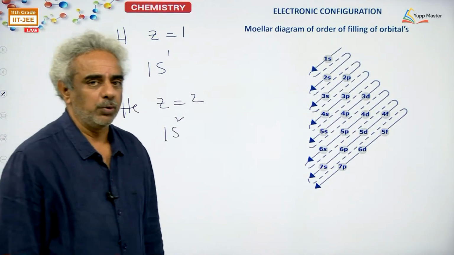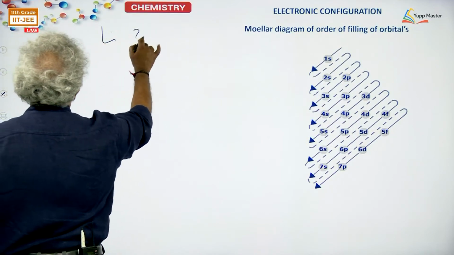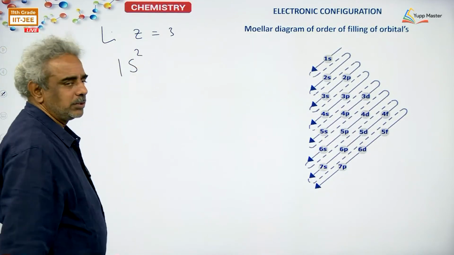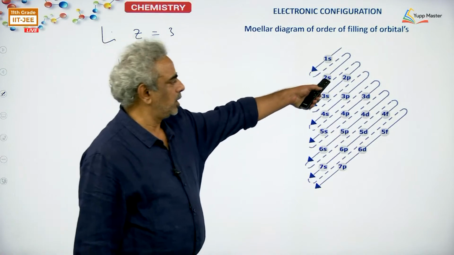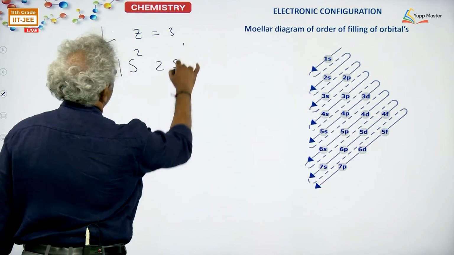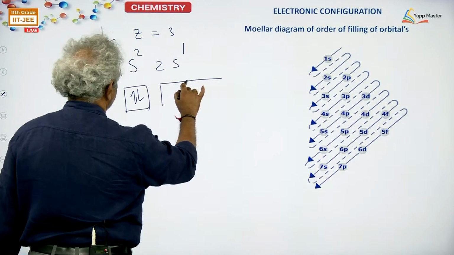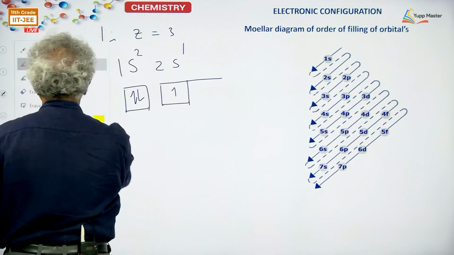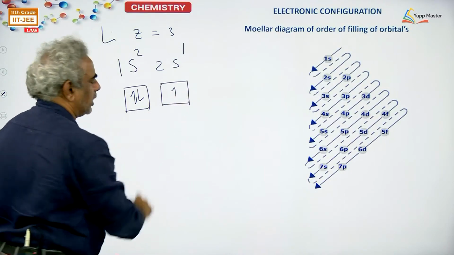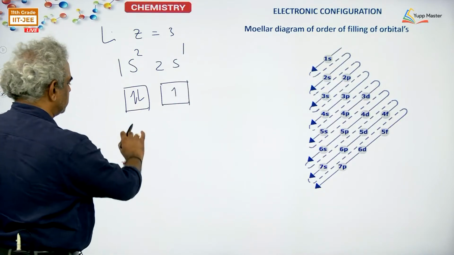In lithium, what shall we do? Lithium has 3 electrons. So 1s is already filled with 2 electrons. Then what is the next best orbital? 2s. So go to 2s. And because of this configuration, what can you tell? Lithium has one unpaired electron. This is 2s. Don't write like this.